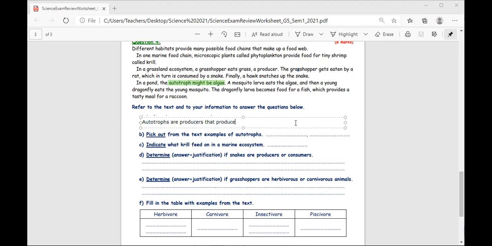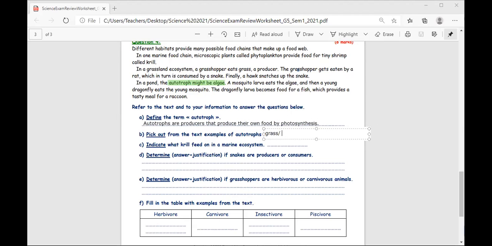What do they produce? Food. They make their own food. By what? By photosynthesis. Thank you. What are two different autotrophs mentioned in the text? Grass and algae. Good job.